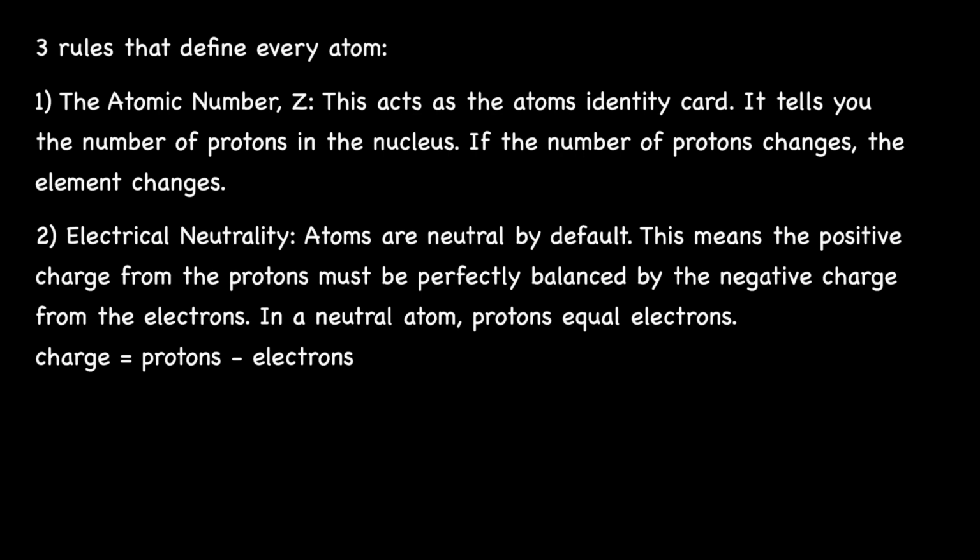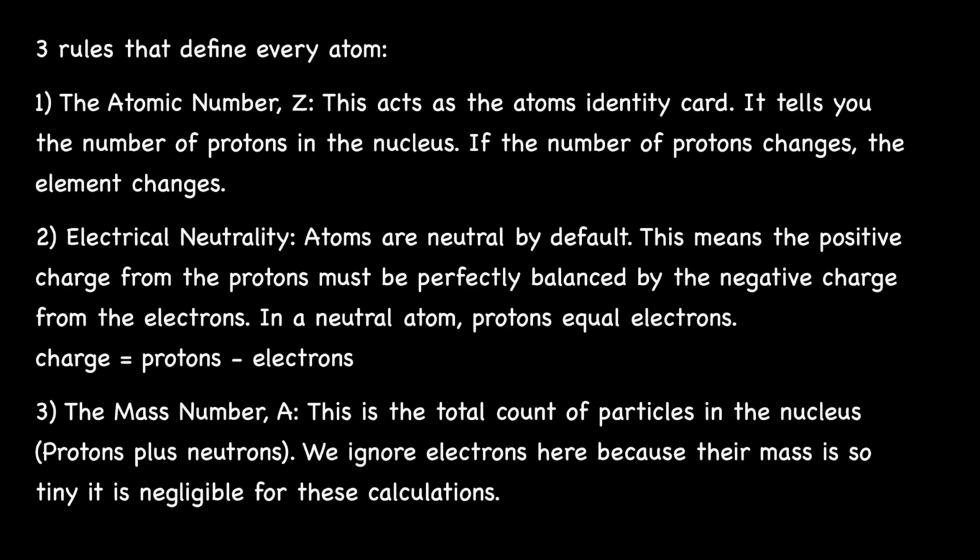Number 2, electrical neutrality. Atoms are neutral by default. This means the positive charge from the protons must be perfectly balanced by the negative charge from the electrons. Therefore, in a neutral atom, protons equal electrons. If there is a charge for an element, we can calculate the number of protons or electrons with the equation charge equals protons minus electrons.